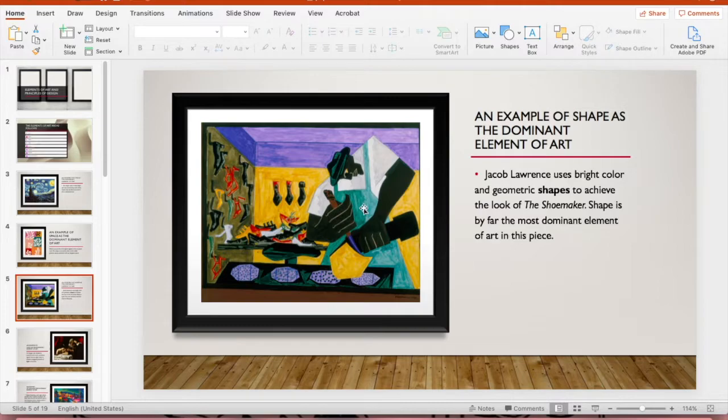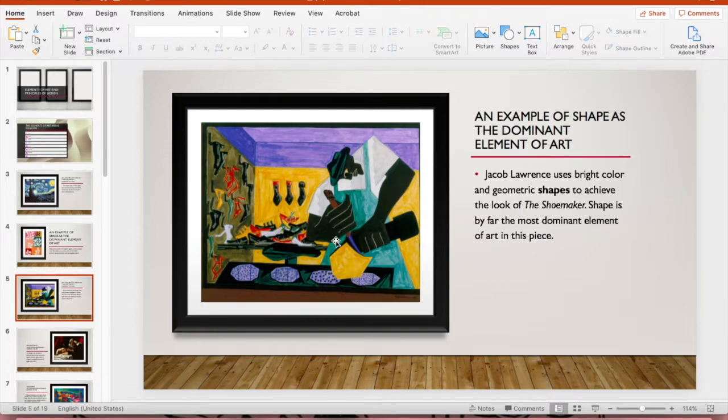So it's not that the color isn't attention grabbing, and it's not that you couldn't argue, these really bright, unmixed tube colors, these primary colors. You could talk about that. But shape is most dominant here, okay?